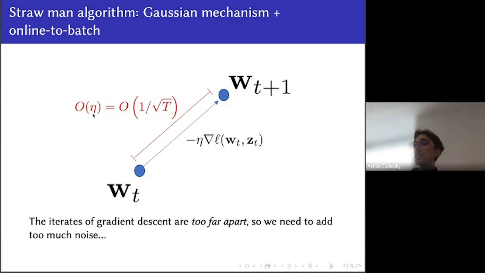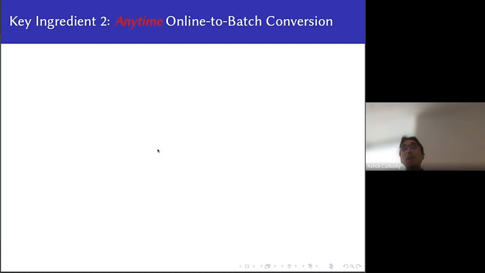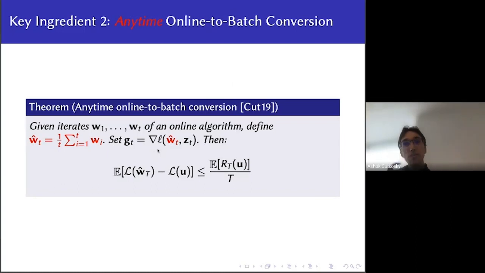So how are we going to fix this? Well, let's try to change things in such a way to make the system less sensitive, so that this 1 on root t becomes something smaller instead. So how are we going to do that? Well, we're going to move beyond the online to batch to this other thing, the anytime online to batch. I developed this a couple years ago for some totally different reason, but it actually will have a very nice application in privacy here.